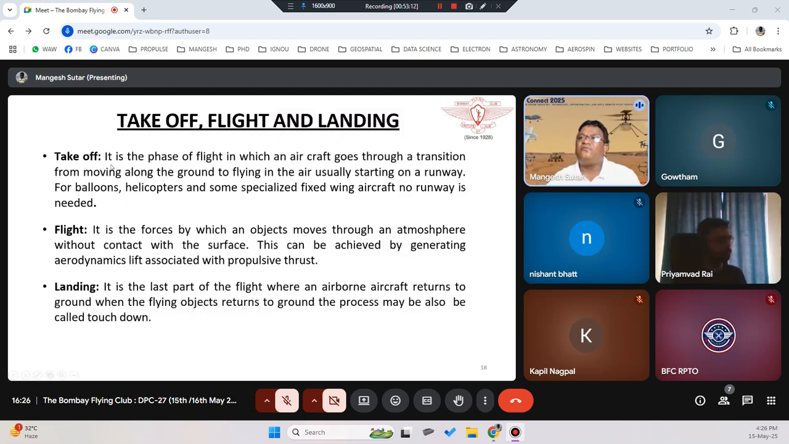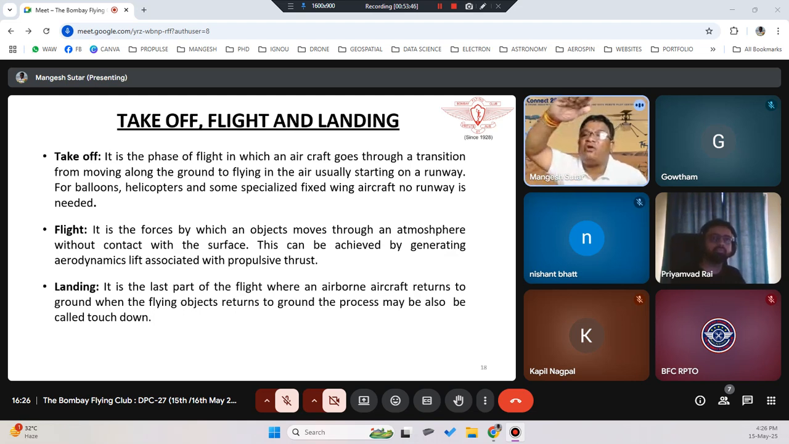So takeoff. It is a phase of flight in which an aircraft goes through a transition from moving along the ground to flying in the air, usually starting on a runway. For balloons and helicopters, or some specialized fixed wing aircraft, no runway is needed. Those are basically hybrid aircraft, so it will take off vertically. Your balloon will take off vertically, your helicopter will also take off vertically. There is no runway required, but that action is also called takeoff.